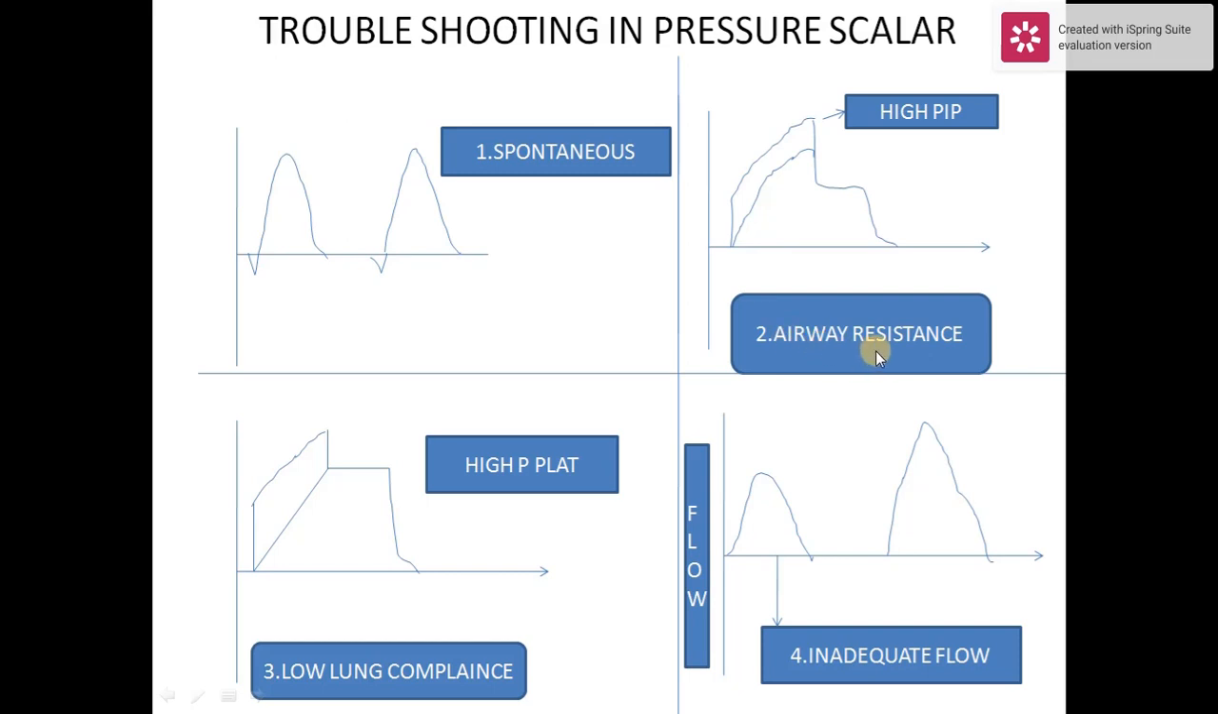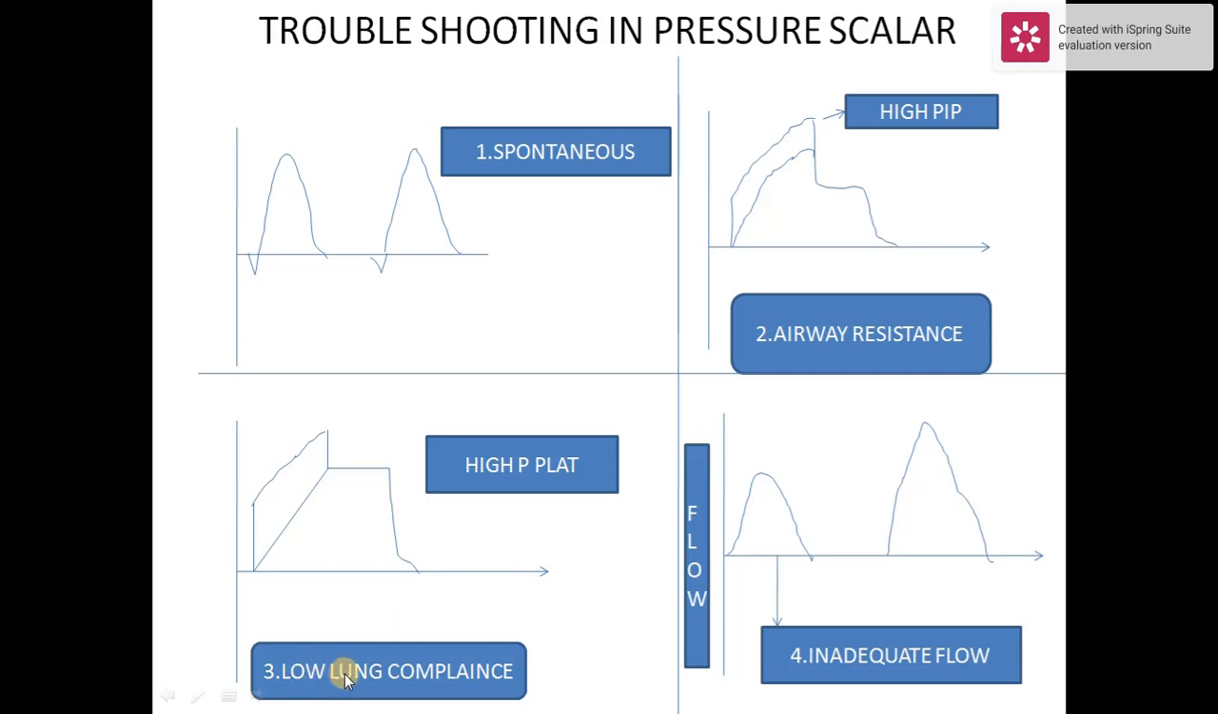Second is airway resistance. As I already told you, it begins here, the beginning of inspiration, then it reaches a peak. This represents the airway resistance, and if it is high, there will be a high peak inspiratory pressure. See, here this is the normal. Normally it should follow this graph, but it is taking this pathway. Then the airway resistance is high, and this represents the P plat, which is normal, and then expiration. When the airway resistance is high, we see this type of pictorial representation.